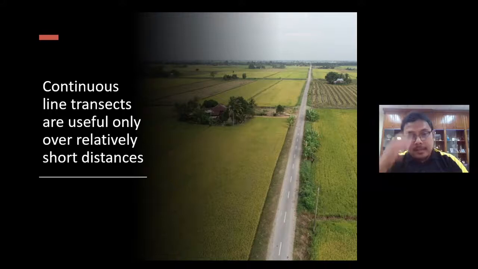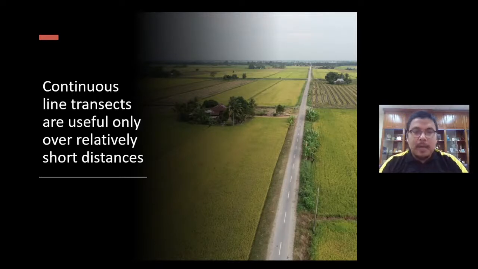Where there is a great deal of plant cover, continuous line transects are useful only over relatively short distances. If there are a great many plants touching the line, it is very time consuming to survey over long distances. It is also difficult to adequately display the data so that it can be shared with others.